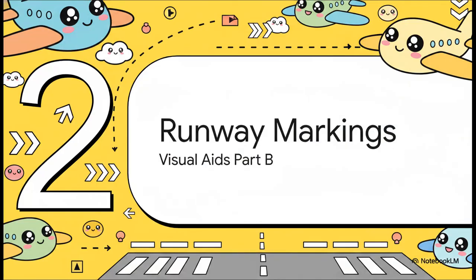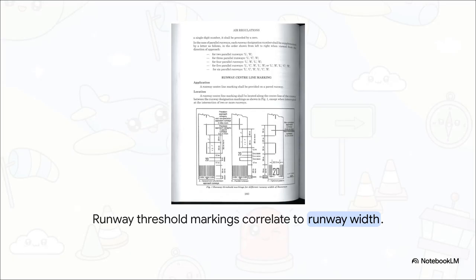Bringing it down to the ground now, let's look at Section 2, Runway and Taxiway Markings. Threshold markings. These are those prominent longitudinal stripes you see right at the very beginning of the runway. Their primary job? To tell you exactly how wide the runway is before you touch down. The math here is simple but absolutely essential to memorize. The number of stripes correlates directly to the runway width.